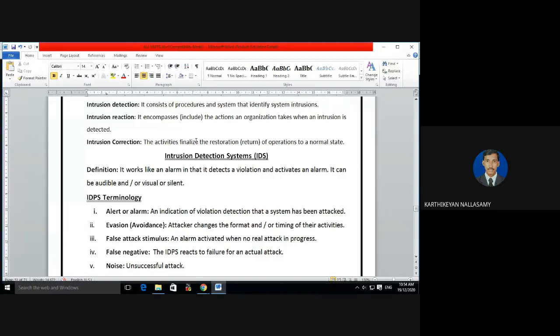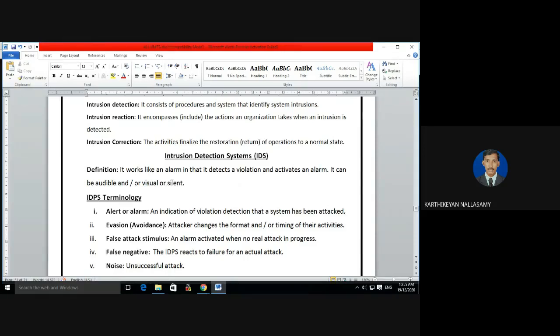So here it works like an alarm, and it detects a violation and activates an alarm. It means that IDS is one system that works like an alarm. Once an attack is found, it automatically activates an alarm. That alarm may be audible, or visual, or it may be silent. Depends on the organization, they can decide it.